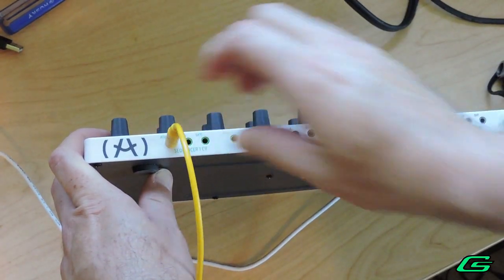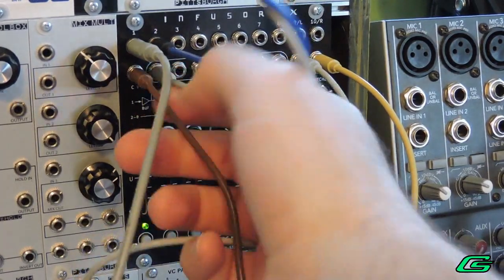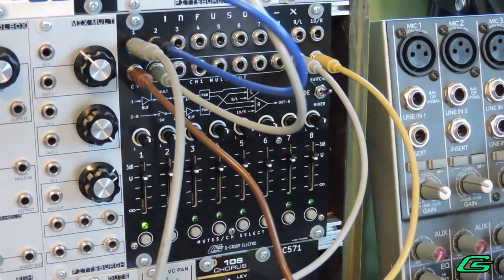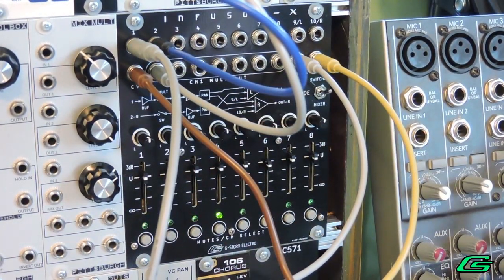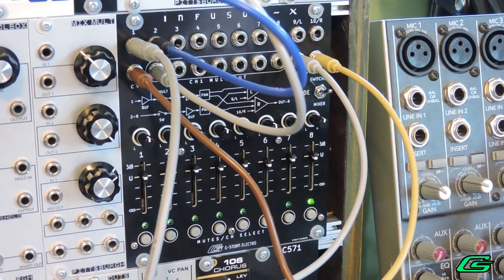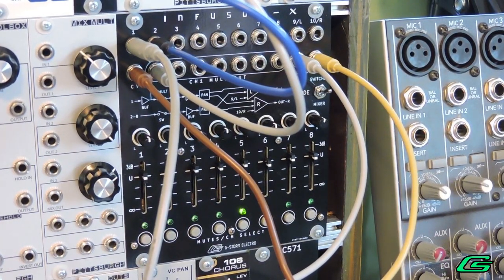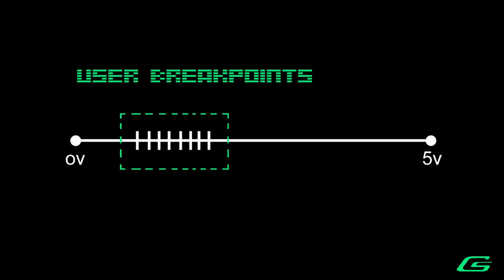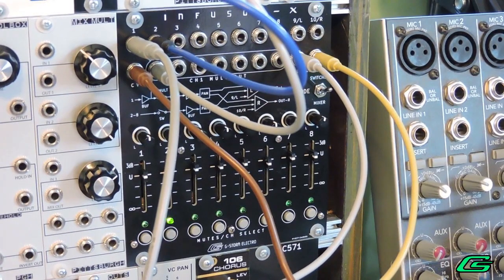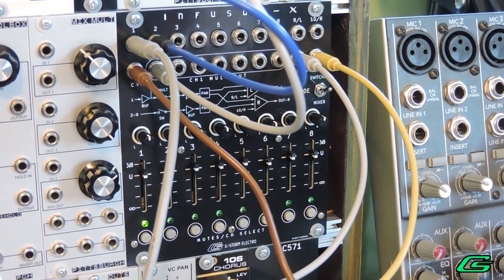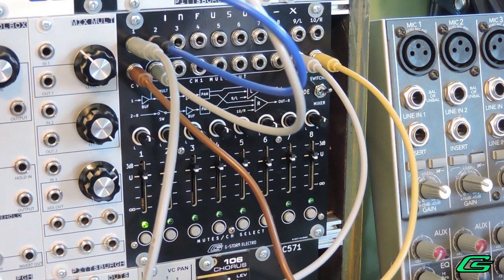Here I'm plugging in the pitch output of a BeatStep Pro into the CV input. The Infusor-X can handle control voltage to automate switching between the channels. It does this by comparing the incoming voltages to breakpoints that are stored in memory. The CV switching breakpoints are user programmable. Let's look at the programming mode to assign those user breakpoints.